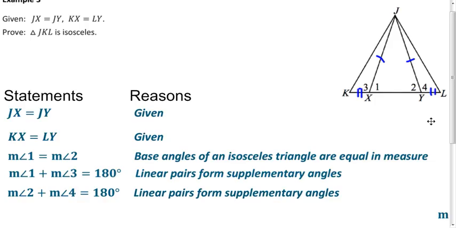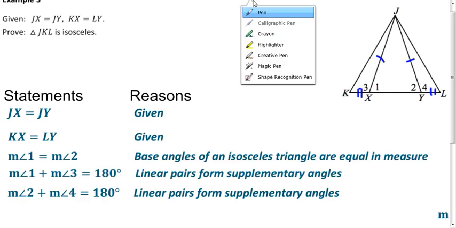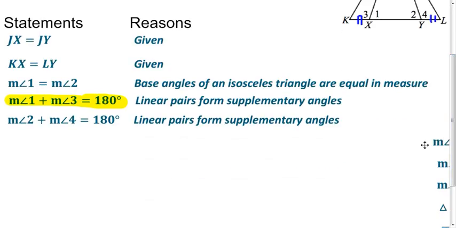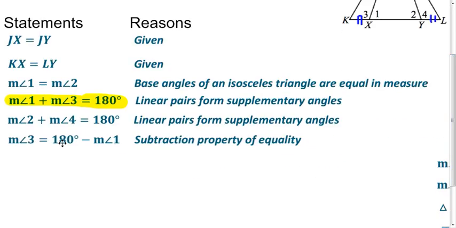So how can we show that angle 3 is congruent to angle 4? This looks like we might want to do some substitution so we can get 3 and 4 in the same equation. So let's take this one right here, the one that involves angles 1 and 3. Let's solve that for the measure of angle 3. So if we apply subtraction, we know that the measure of angle 3 is 180 degrees minus the measure of angle 1. And we get something very similar for angle 4.